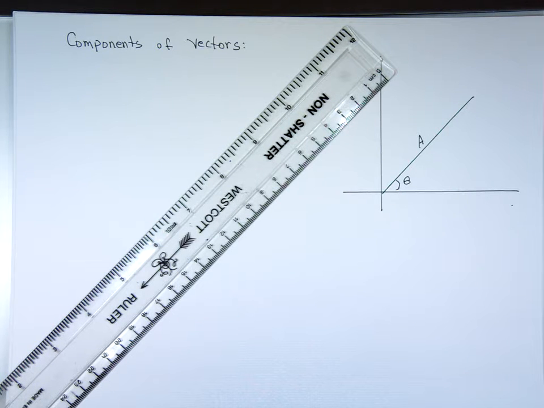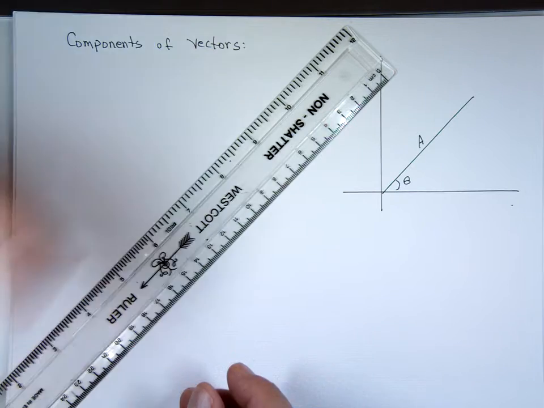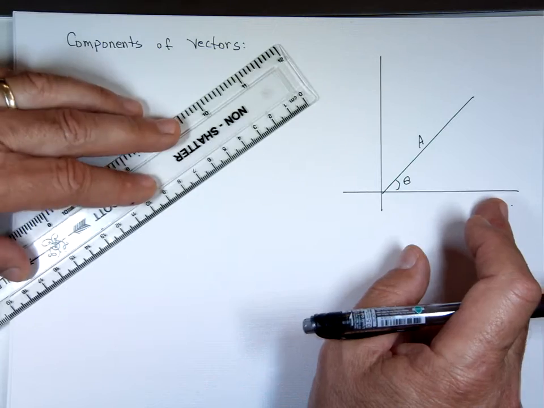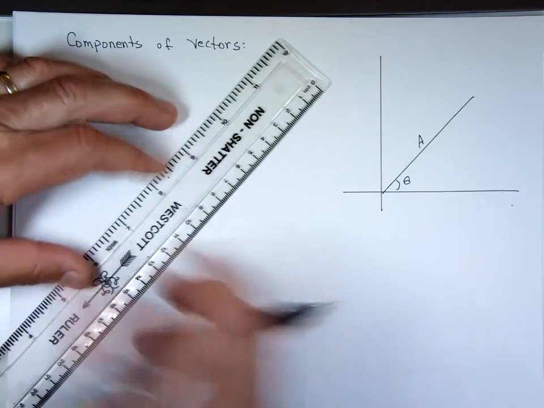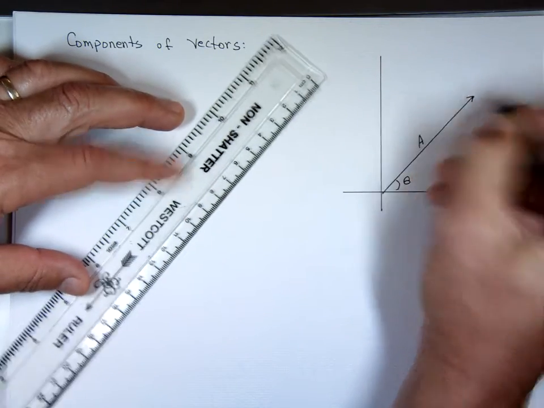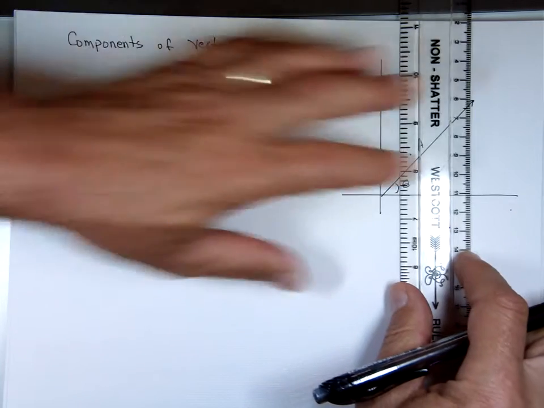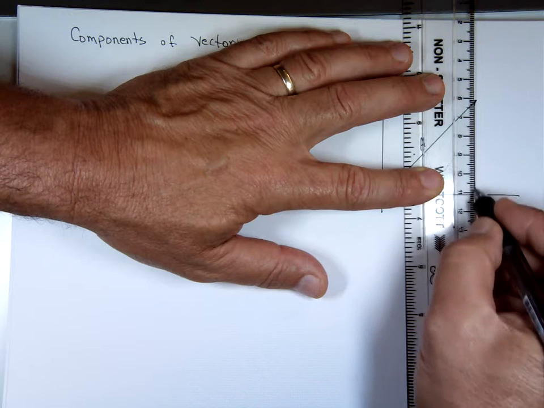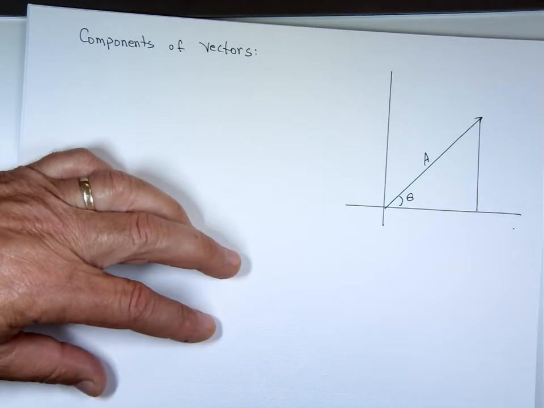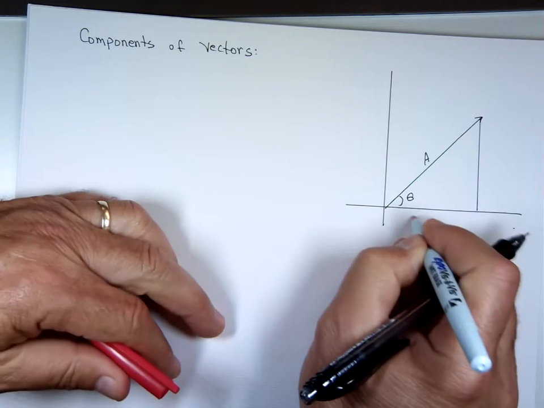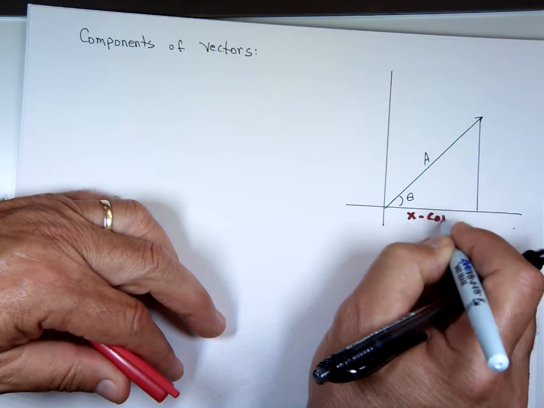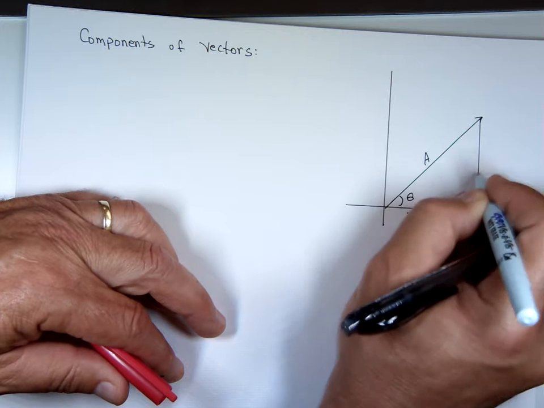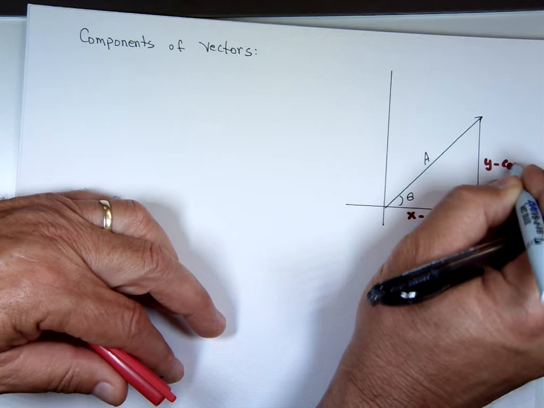And I want to find the components of that vector. That vector is going to have two components. It's going to have a component in the x direction, a component in the y direction. And the way you calculate the component in the x direction is you really make a triangle there. And this portion is known as the x component. And this y value is the y component.